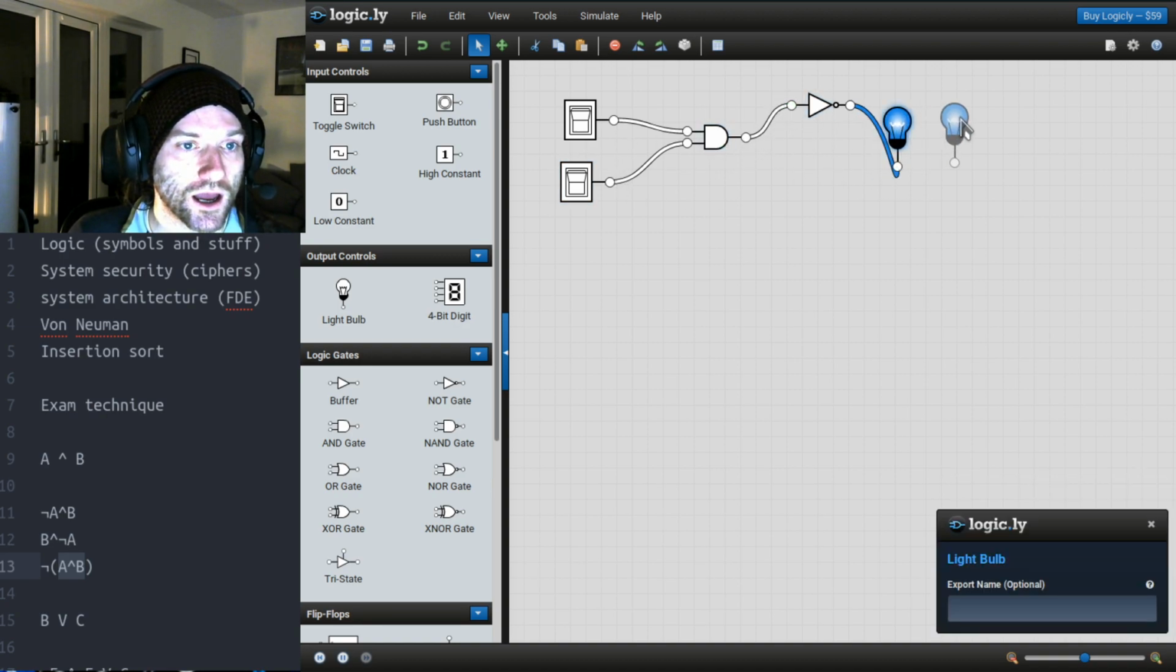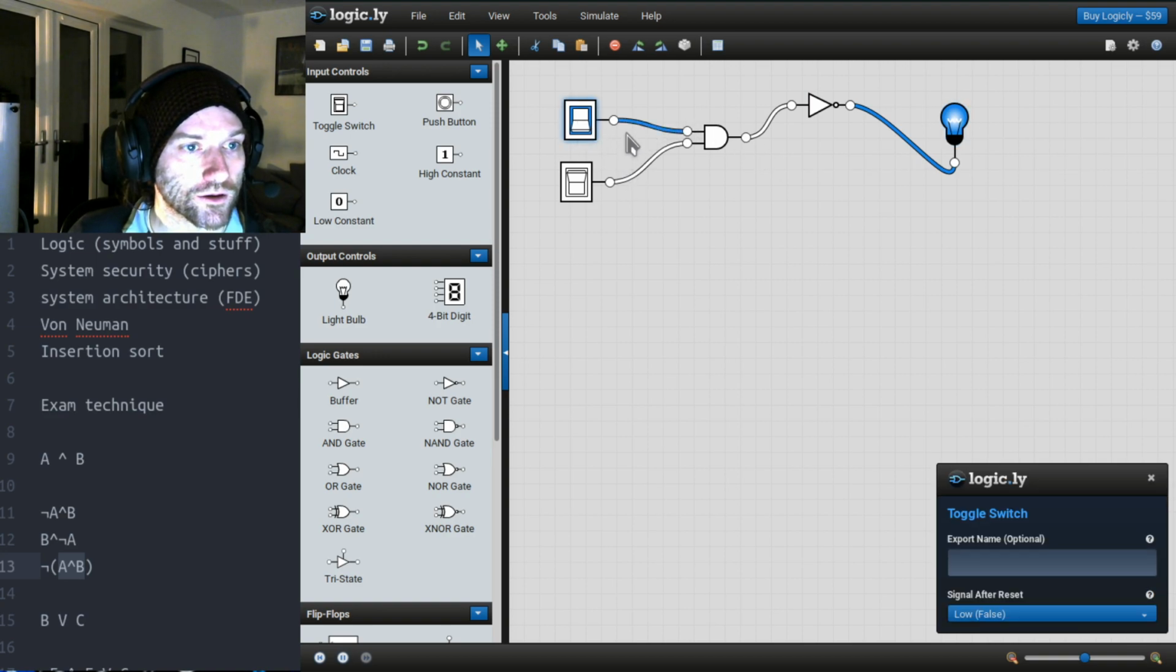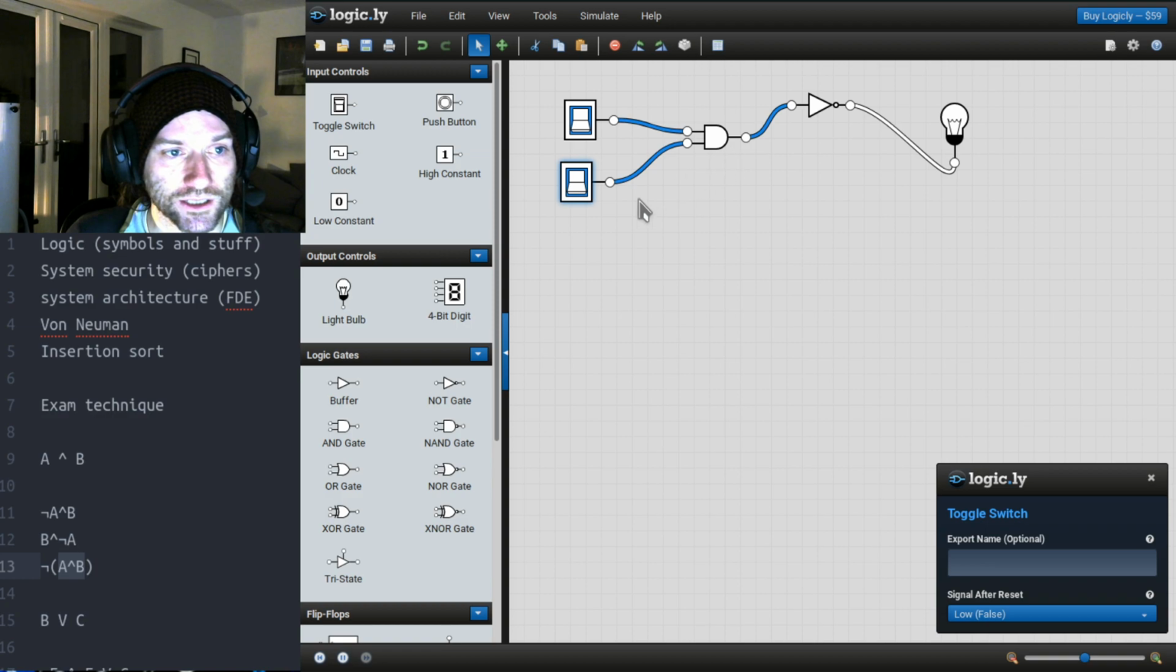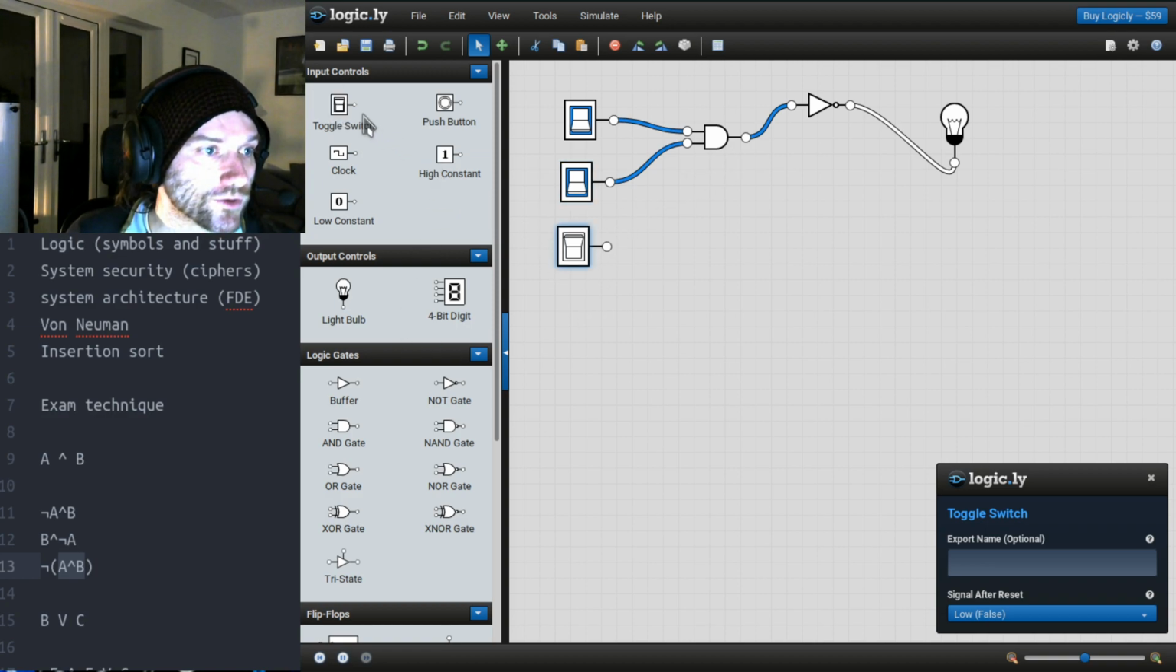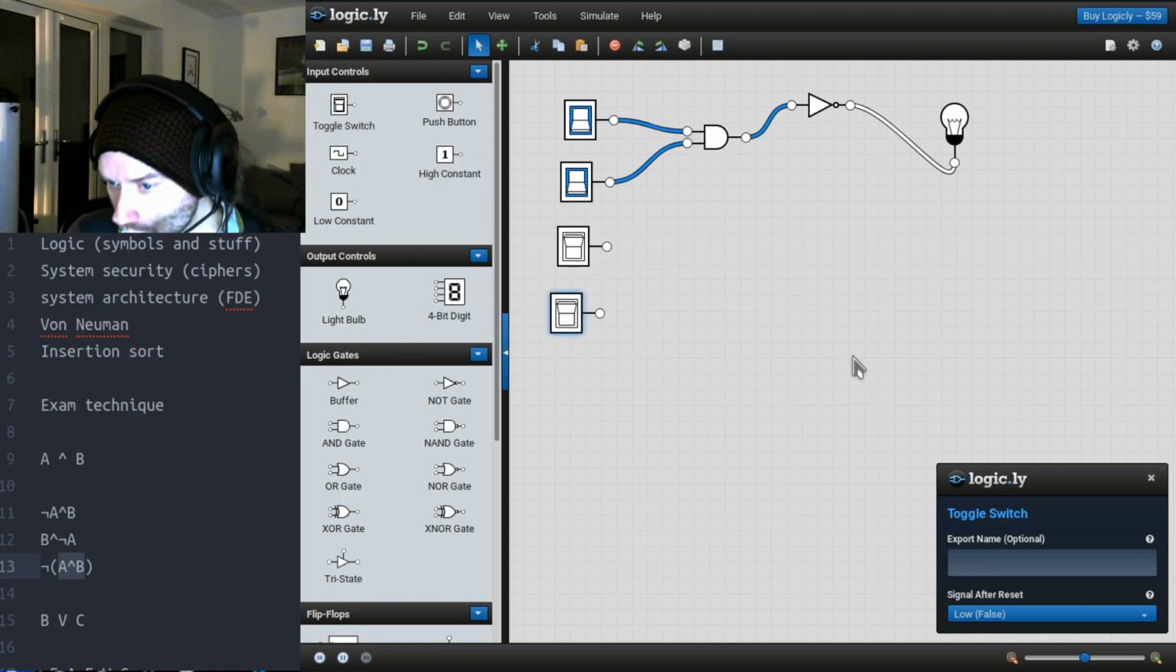You can see when I turn the first switch on, the output is on. When I turn the second switch on, the output is on. When they're both off, the output is on. When they're both on, the output is off. Right? If I was to do the same thing, but what was your second example?